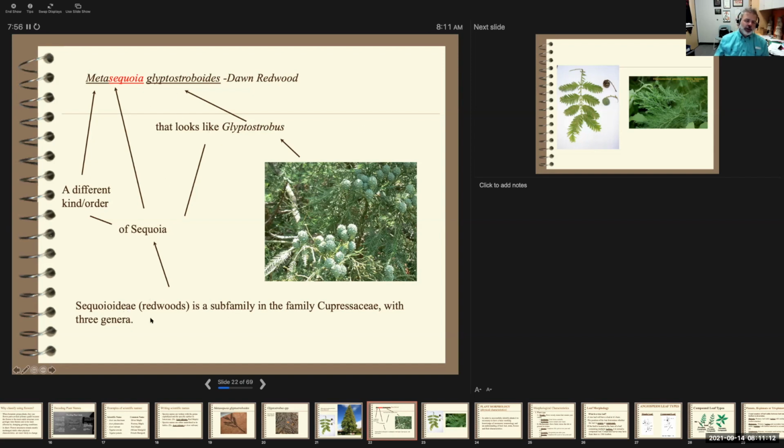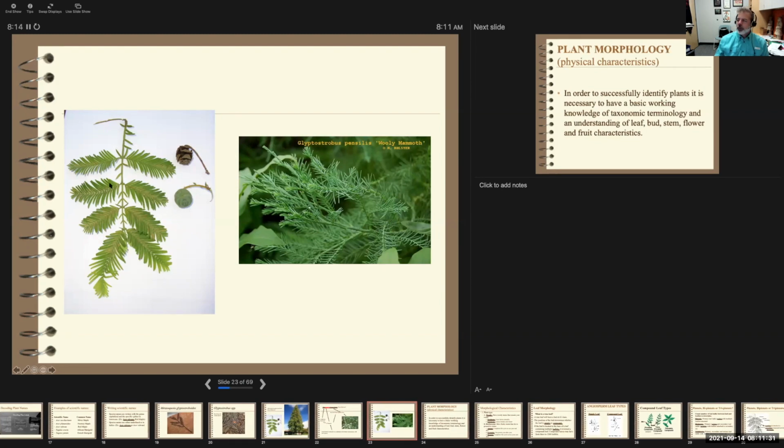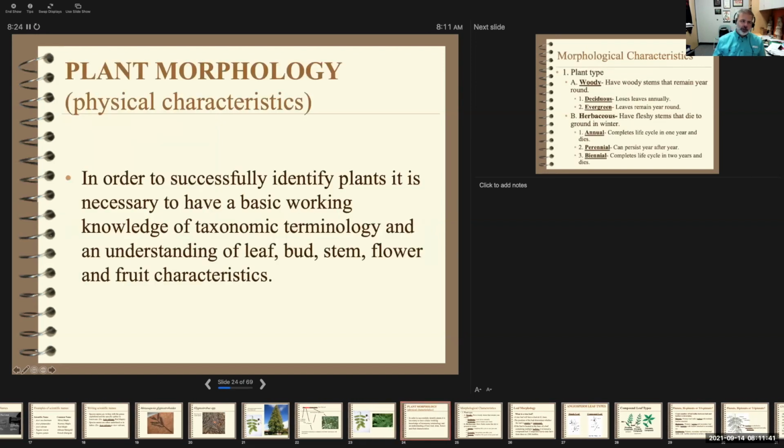And of course, the sequoias, that's the redwood group, is a subfamily in the family Cupressaceae, which has 3 different genera in it. And so here is what Glyptostrobus again looks like. I showed you a fossil before, but here's what it looks like kind of living. So let's put these things next to each other. Here's Metasequoia, the one that we only knew as a fossil, and then here's Glyptostrobus here. So the question is, did they do a good job? Yeah, I think that they did a good job, even when they were describing this plant as a fossil.